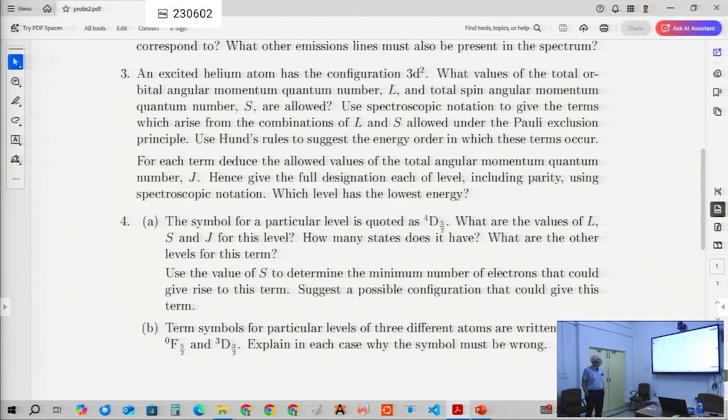Use spectroscopic notation to give the terms which arise from the combination of L and S allowed by the Pauli exclusion principle. So this is important. We've got 2 electrons in the same orbital, so not all the LS possibilities of the term are allowed. For each term, deduce the allowed value of the total angular momentum quantum number J. So we're going from terms to levels. Hence, give a full description of each level, including parity, using spectroscopic notation. I'm not going to worry about which level has less energy. I will tell you that, but it's not something we've done. What I'm going to worry about is transitions. So we'll look at some transitions with those levels. Okay?